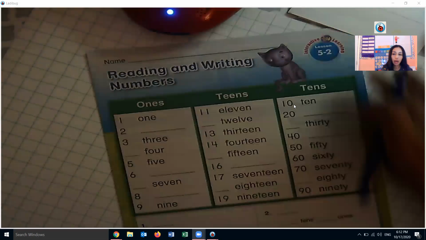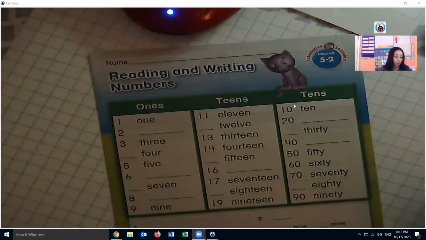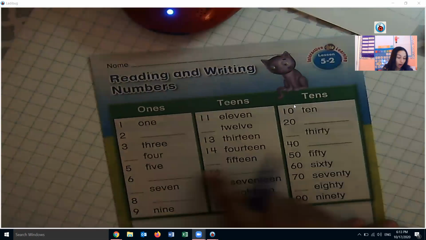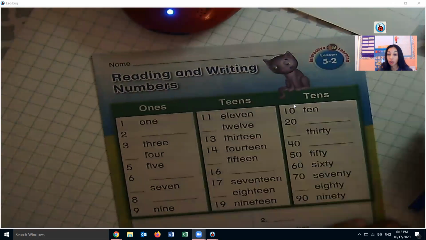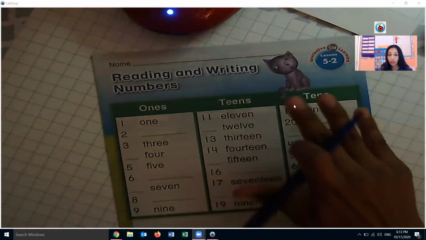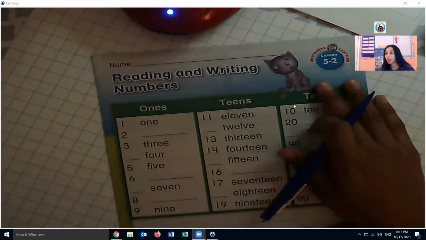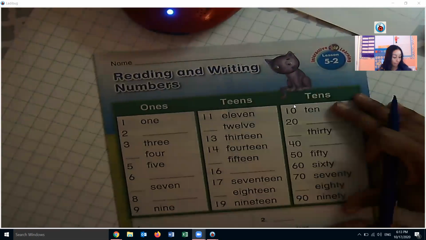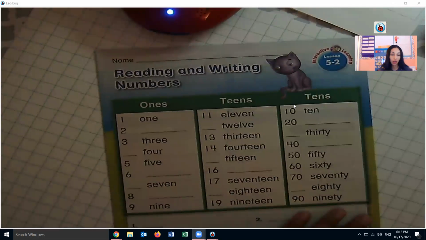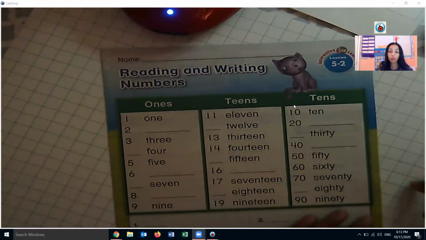Well, anyway, we are now on our math piece. So we are topic 5, lesson 2, reading and writing numbers. So this part we've already filled out during our lifetime. And I mentioned that this is a good idea to keep this sheet kind of as your word bank, because we're going to need this to write down lots of our number words. It'll help you with spelling the number words.